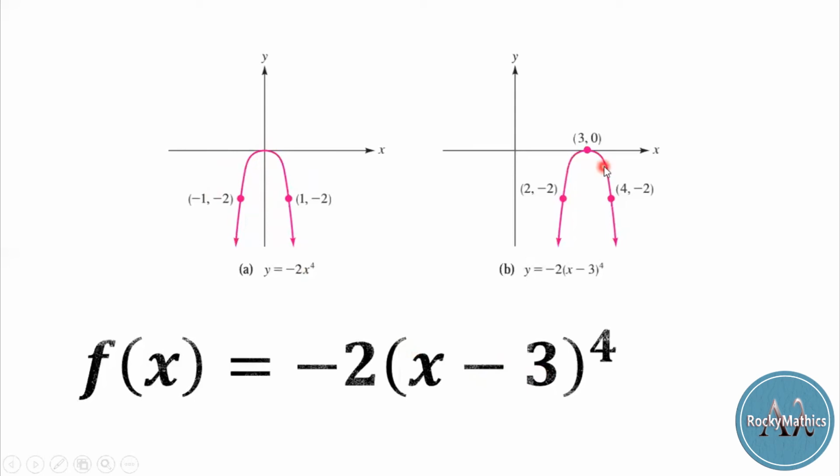Okay, so we already have 3, 0. Now this value here, the x value, which is 1, we count 3 units to the right, so 1, 2, 3. So we are now on 4, negative 2. And this point here, negative 1, so 1, 2, 3. So we are now in 2, negative 2. So this is now the final answer, or the graph of y is equal to negative 2 times x minus 3 raised to 4. Okay?